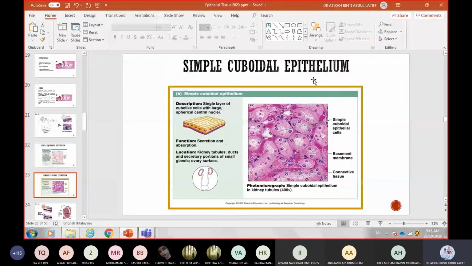So simple cuboidal is usually for glands, secretion and absorption. So for example here, this is in the kidney tubules, you have simple cuboidal epithelium. Okay.